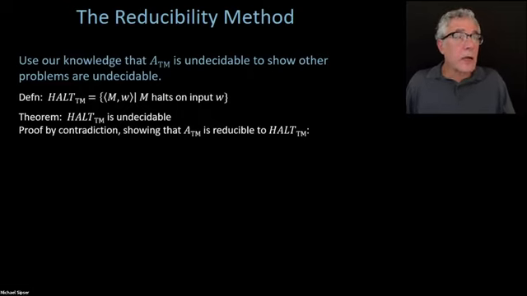Now, the way we're going to show that if halt TM is decidable, then ATM is decidable, is to use a decider for halt TM to decide ATM with a suitable modification. So basically, we're going to turn a halt TM decider into an ATM decider. And that's how we're going to reduce the problem of solving ATM to the problem of solving halt TM.